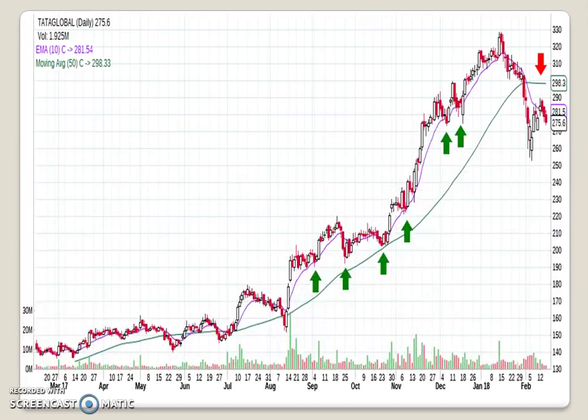Let me show you another example of Tata Global Beverages where we have seen opportunities in the daily chart, exactly what I have shown for Voltas. I hope concept-wise it is very clear that when I want to go long, prices need to be within the 10 period exponential moving average and the 50 period simple moving average. That is the zone or area where I need to be focused.